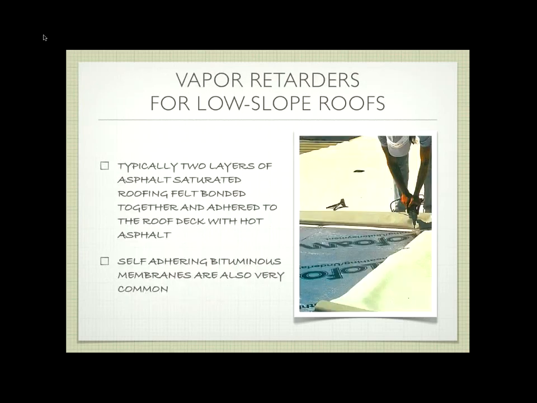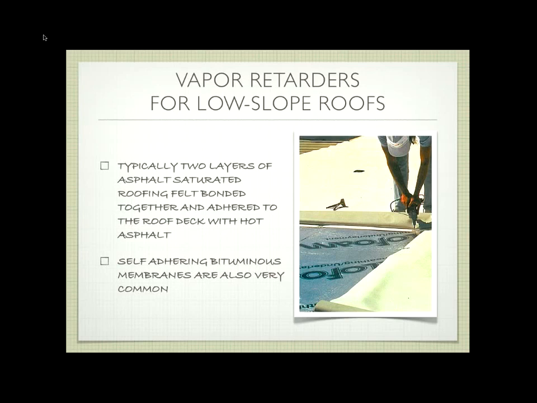Okay, so when we talk about a vapor retarder, we're talking usually about 2 layers of asphalt saturated felt that have been basically glued together, and they overlap. One runs in one direction, one runs in the other direction, okay? And they're going to be adhered to the roof deck itself with some kind of a hot asphalt. Okay, asphalt's just a derivative of petroleum. You distill petroleum to get asphalt.